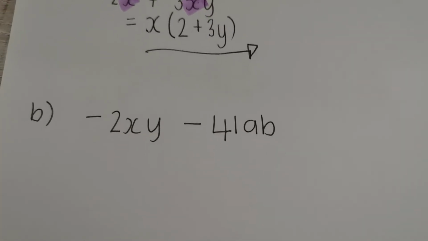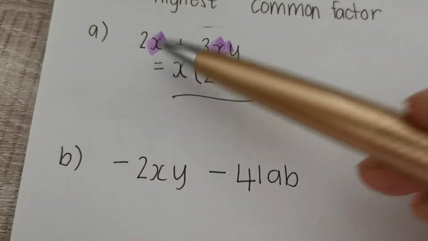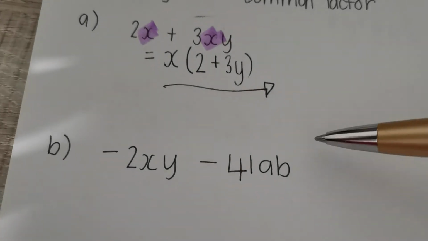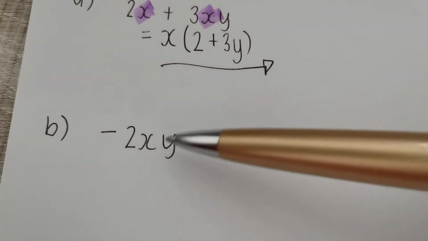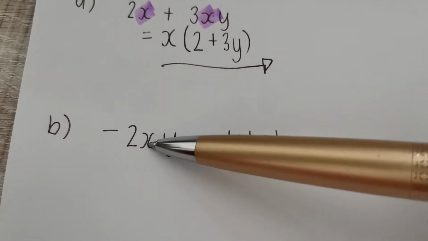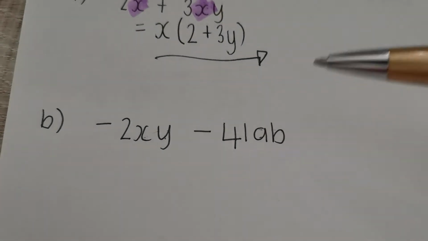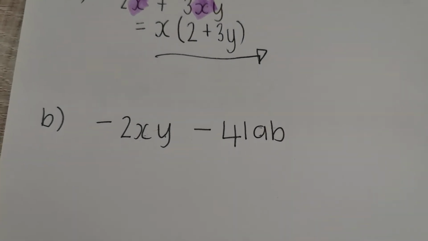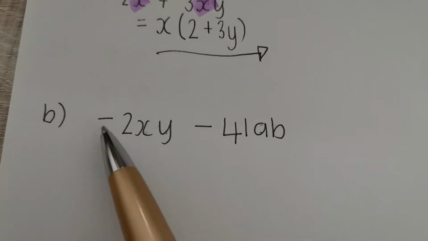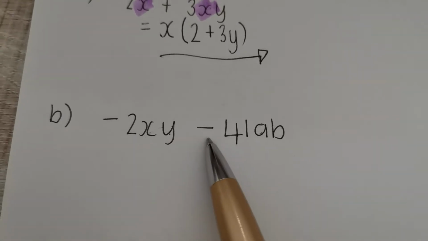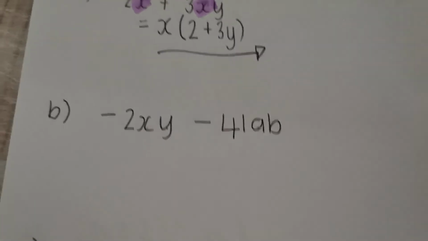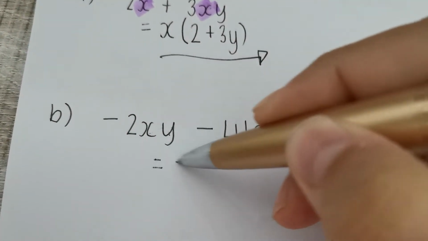Let's try another example, okay? So this one here is an example where we can take out a variable. This example over here, can you see with regards to the variables, the side I have xy, the side I have ab. So I cannot take out that variable. Instead, can you see that I can take out a sign? There's a negative here and a negative here. So we can take out a sign. So that's what I'm going to do. I'm going to take out negative.